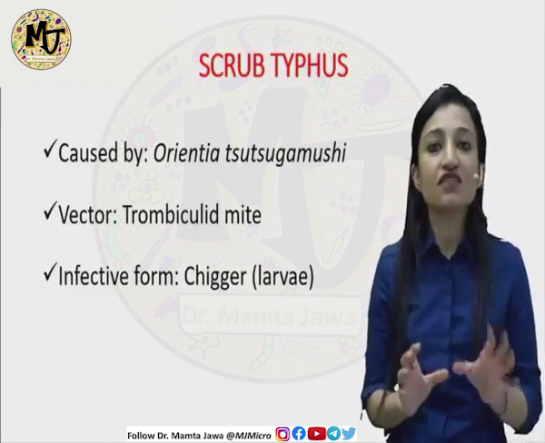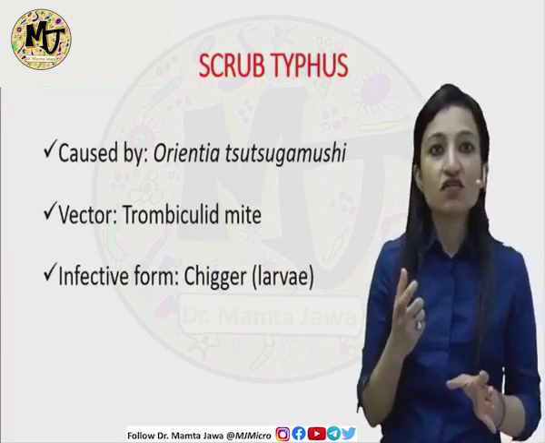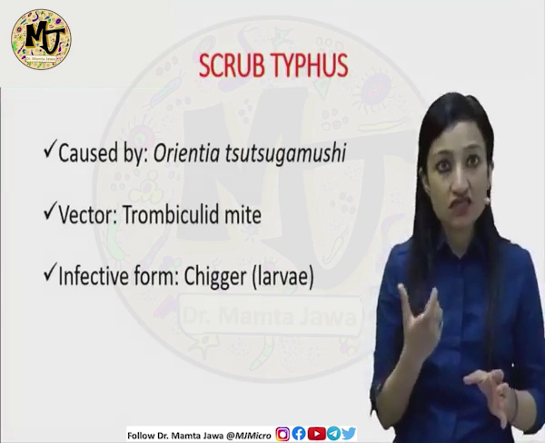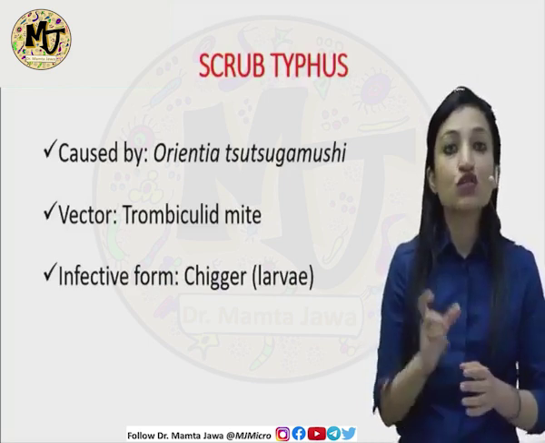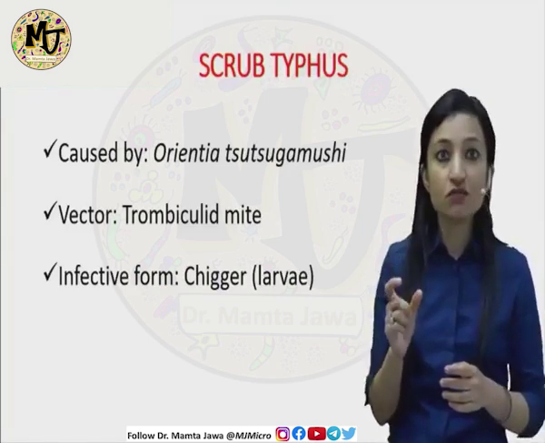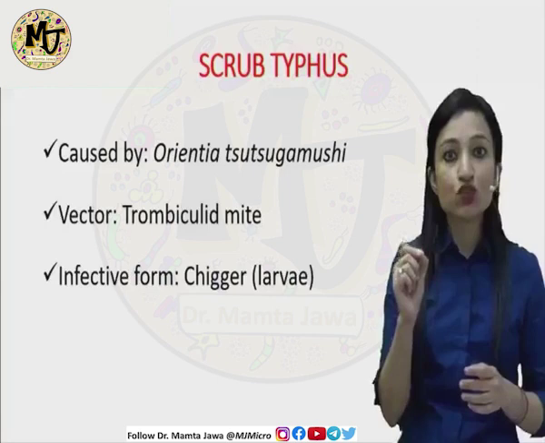Let us first dissect its name. Orientia is derived from Orient, meaning east. The eastern part of the globe is affected more commonly, and tsutsugamushi is a Japanese term. Tsutsuga means illness and mushi means insect.